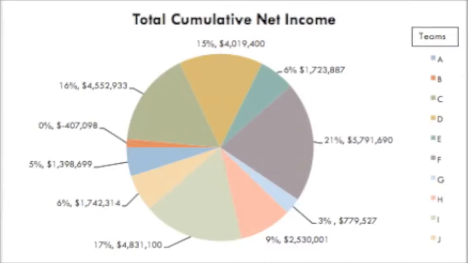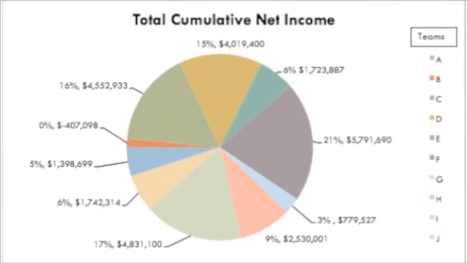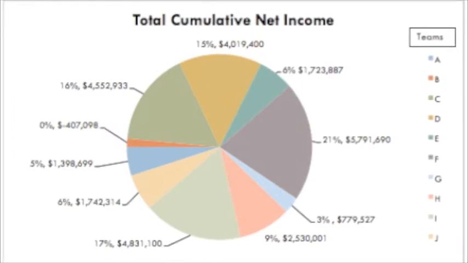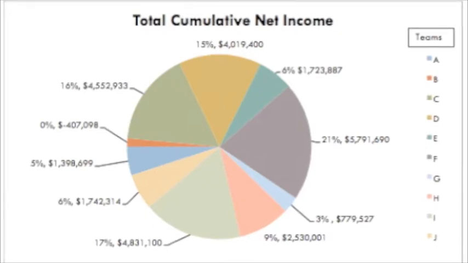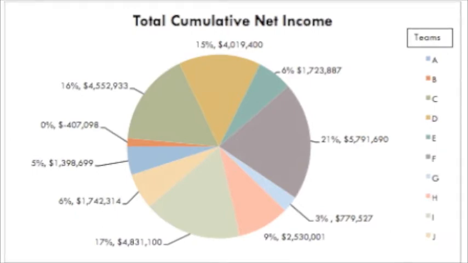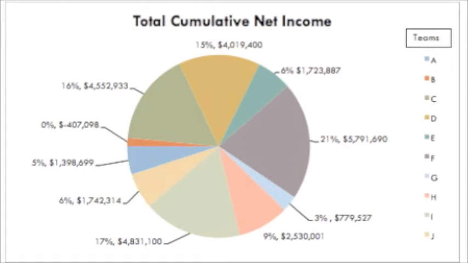This is a graph that represents the total cumulative net income of all the teams participating in the simulation. If you look at the pink or peach colored sliver of the graph, that represents our portion of the total net income. Our total percentage of the total cumulative net income is 9%, with over $2 million in net income. If you look at the total amount of net income that we accumulated during the simulation, we did fairly well compared to other competing groups. Our net income was accumulated over 5 quarters.